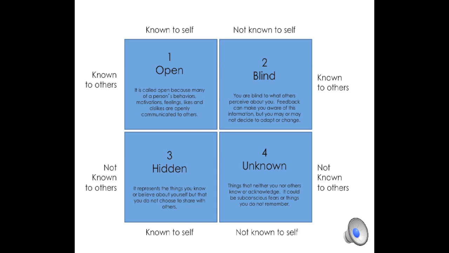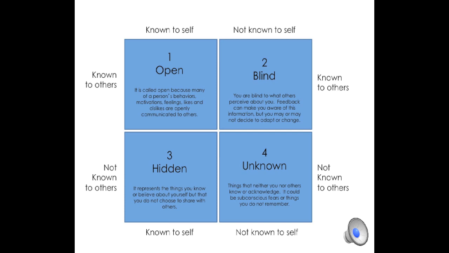First, open. It is called open because many of a person's behaviors, motivations, feelings, likes, and dislikes are openly communicated to others. Second, blind. You're blind to what others perceive about you. Feedback can make you aware of this information, but you may or may not decide to adapt or change.